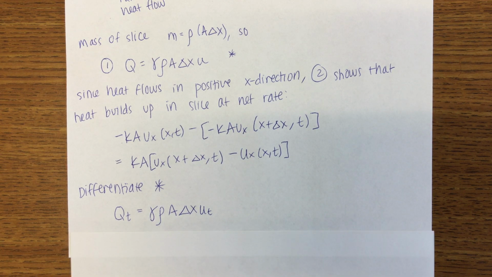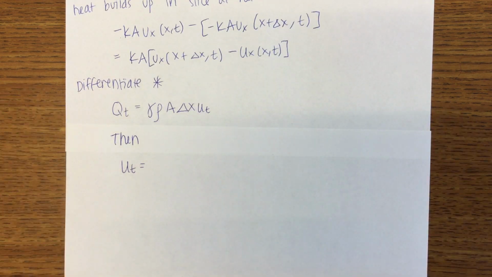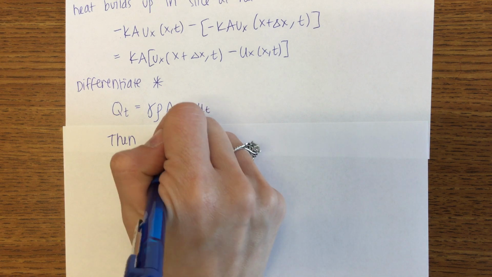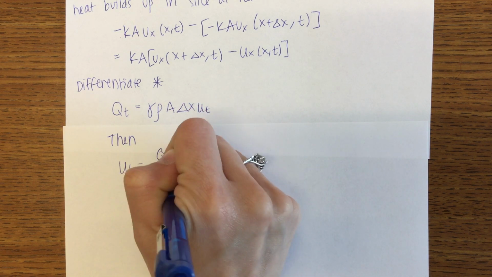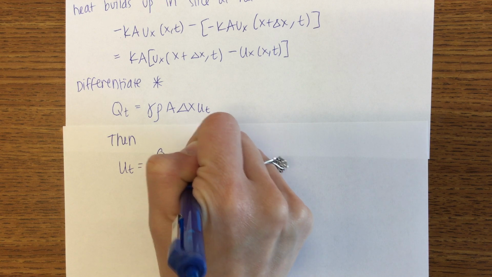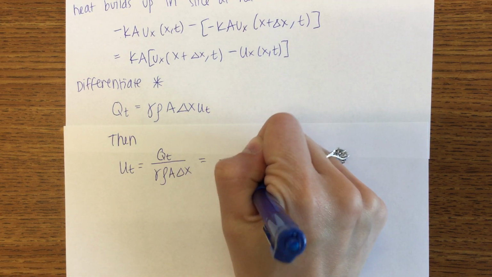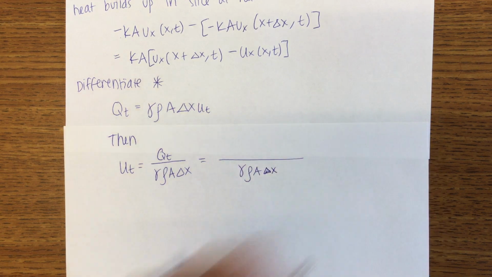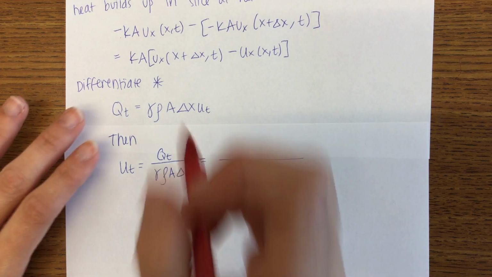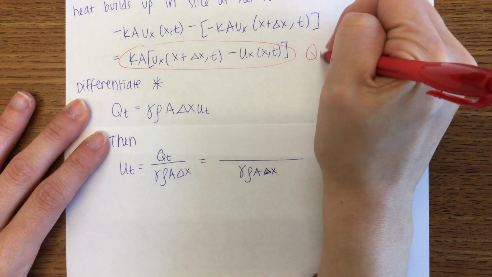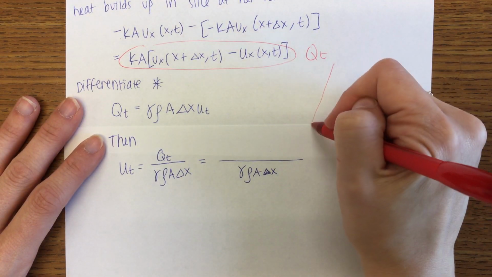Thank you. Okay, next thing, we need to solve for u of T. If we solve for u of T, we end up with Q of T over gamma rho A delta x. Denominator is going to stay the same, so that's gamma rho A delta x, and above all of this is Q of T, because that comes from the second equation. So that's going to go here.